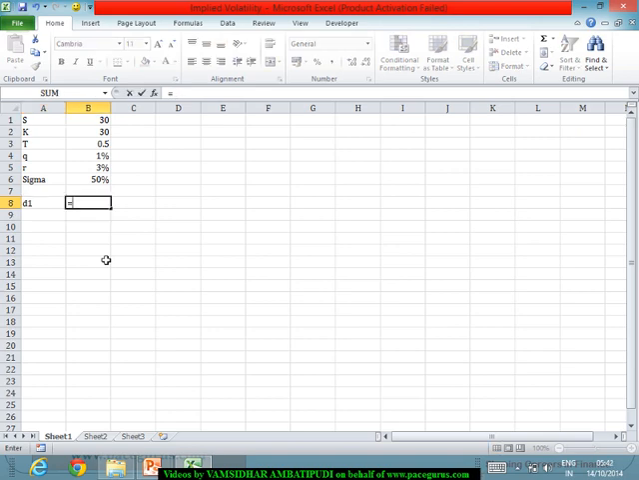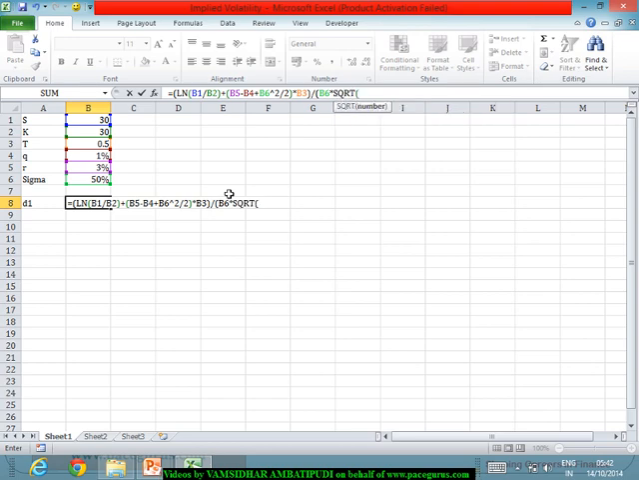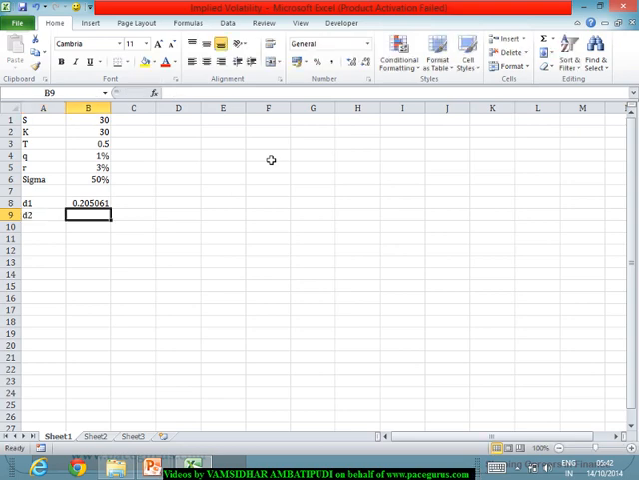If I'm computing, first of all, my D1, it becomes log of S by K plus R minus Q plus sigma squared by 2 times T, divided by sigma times square root of T. So this comes out to be my D1. And from here, I get D2 as D1 minus sigma root T.